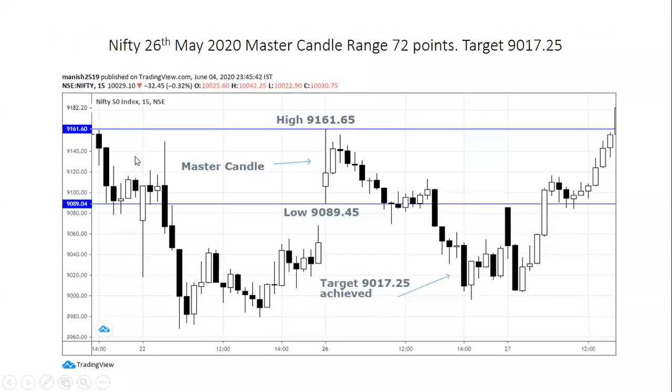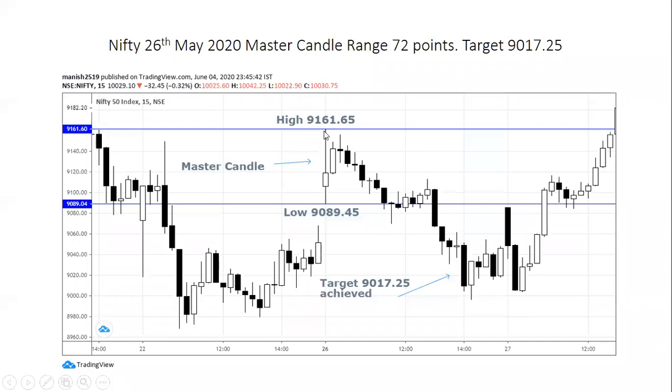Now next, I have a Nifty example to show you. This is Nifty on 15 minutes time frame. Look at this candle. This is the first candle of the day. Now look at the next 3 candles. Again, you can see the next 3 candles are inside the first candle. This means the first candle is master candle.